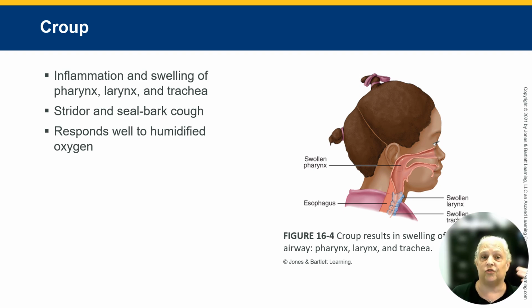They're going to have stridor. They may have, or they will have, a seal-like bark. It actually does sound like a seal when you hear them. We generally are going to see this in children between about 6 months and 3 years old. Usually they're going to have relief with humidified oxygen.